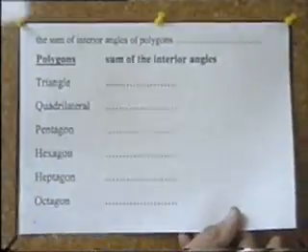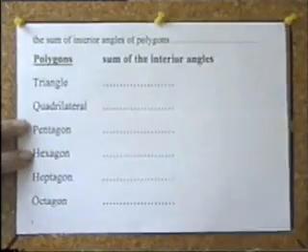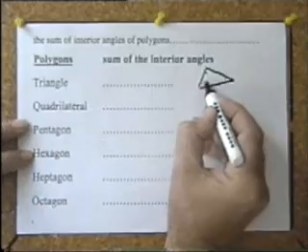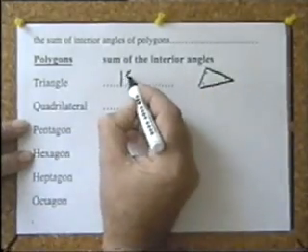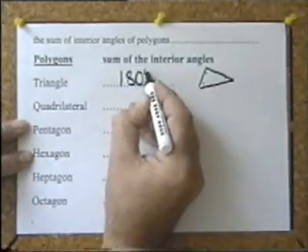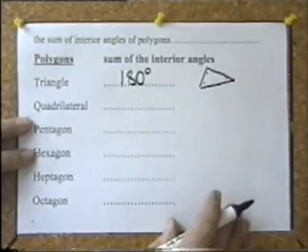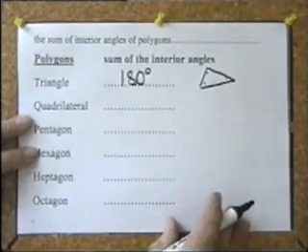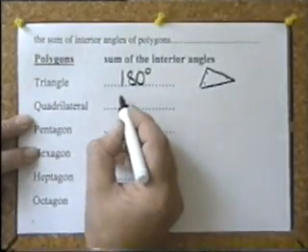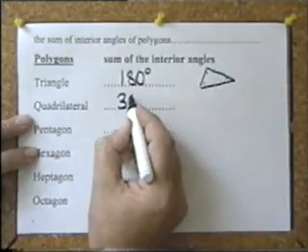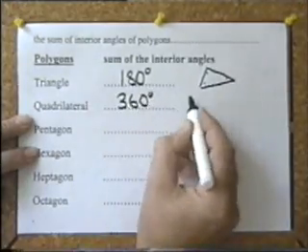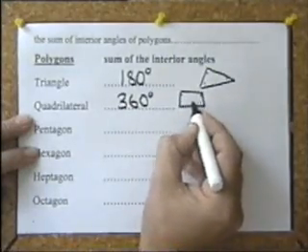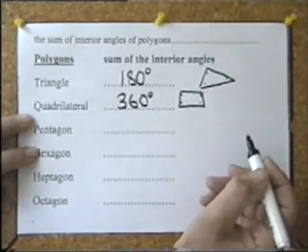Internal angles of polygons. Now, a triangle, the internal angles of a triangle always add up to 180 degrees. We call this the sum of the internal angles of a triangle, the word sum meaning add up. The sum of the internal angles of a quadrilateral, any 4-sided shape, always adds up to 360 degrees.